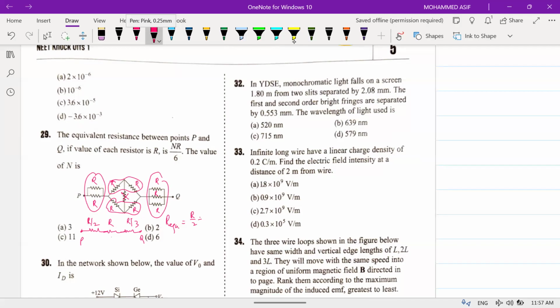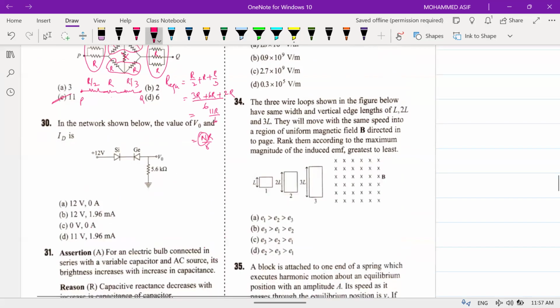R by 2 plus R by 3 plus R. If I take the LCM, it will come out as 6. Here it will be 3R, plus here 6R, plus here 2R. So 3 plus 6 plus 2 is 11. It is 11R divided by 6. So the given value is NR divided by 6. So the value of N will be equal to how much? 11. Got it?